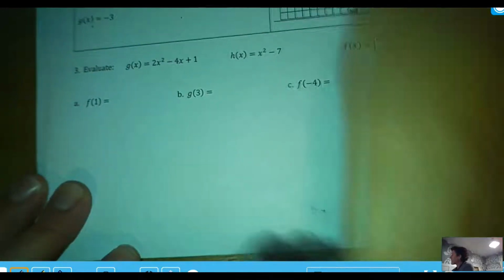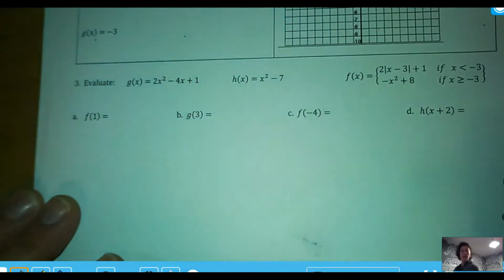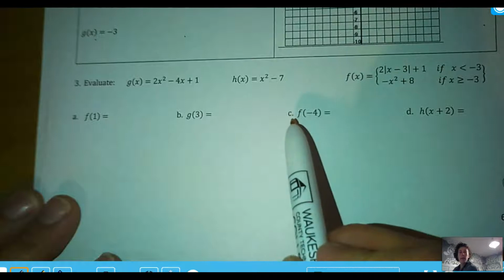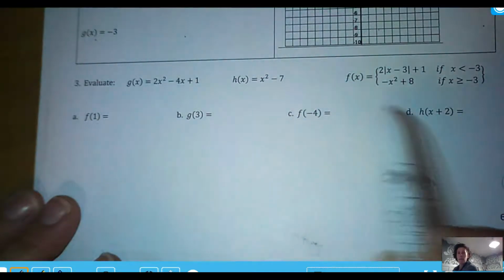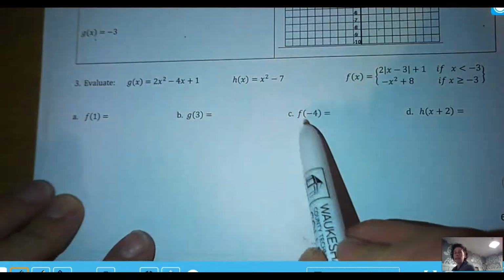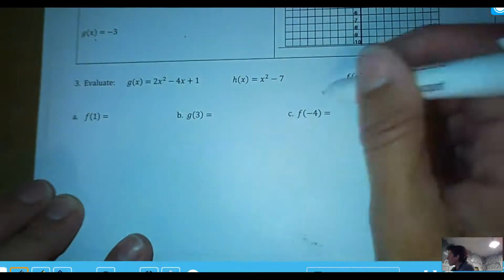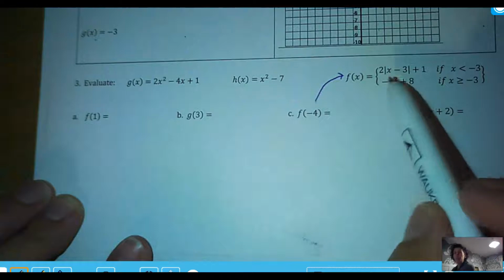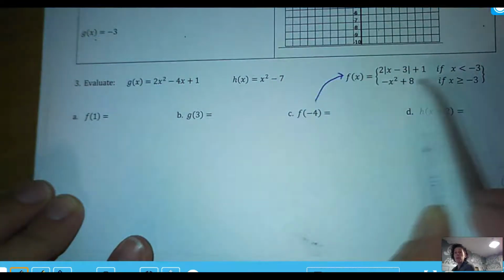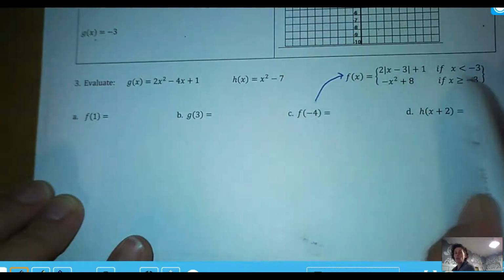So first of all, this is just about evaluating functions. So the ones I want to take a look at, for instance, are going to be C, and let's take a look at D. So looking at C, the idea is I have a function, and they want me to put -4 in for x. So first of all, since my function is f of x, I'm going to be using this function. And then when I have to choose where to put that -4, I'm going to put it in this one, because -4 fits this domain.